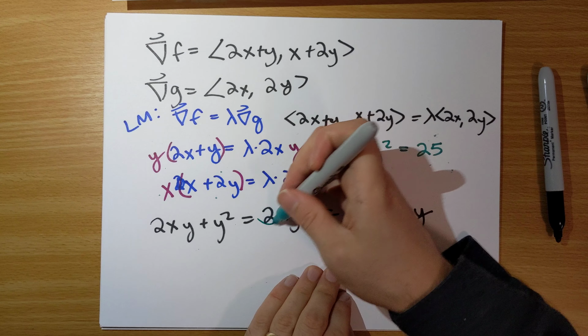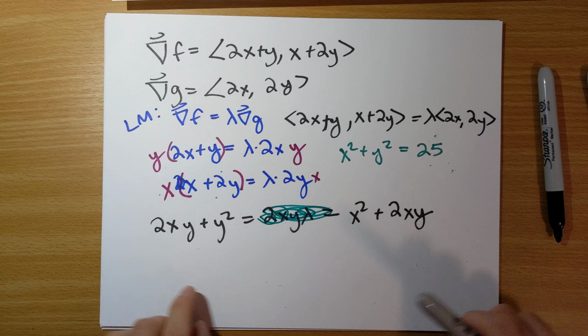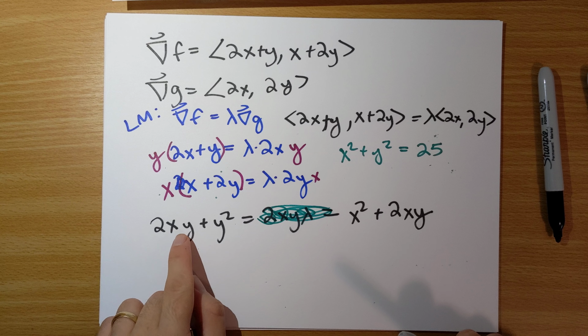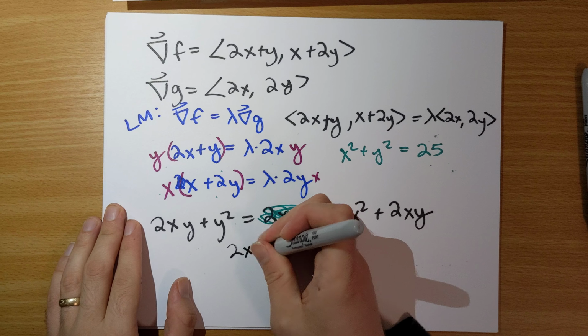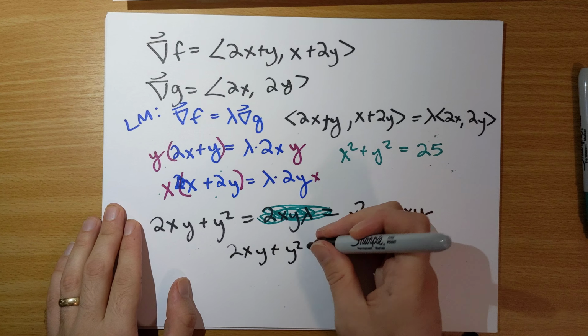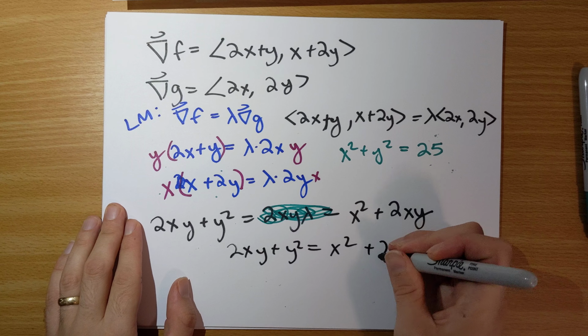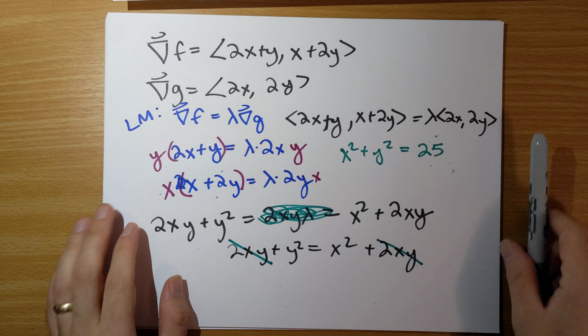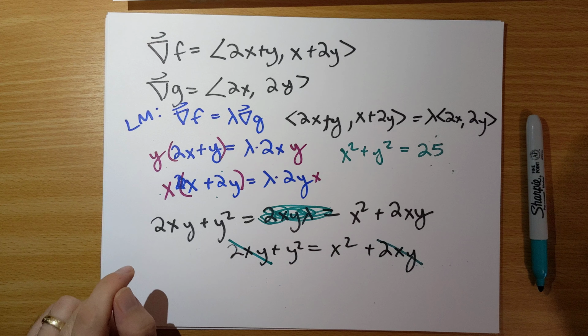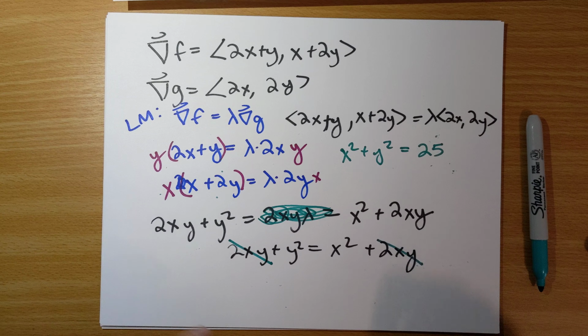And so let me just cover that up so I can do some calculation with it, because on both sides I have, let me just recopy this, 2xy plus y squared is equal to x squared plus 2xy. So those two xy's cancel, and I'm left with x squared must equal y squared.